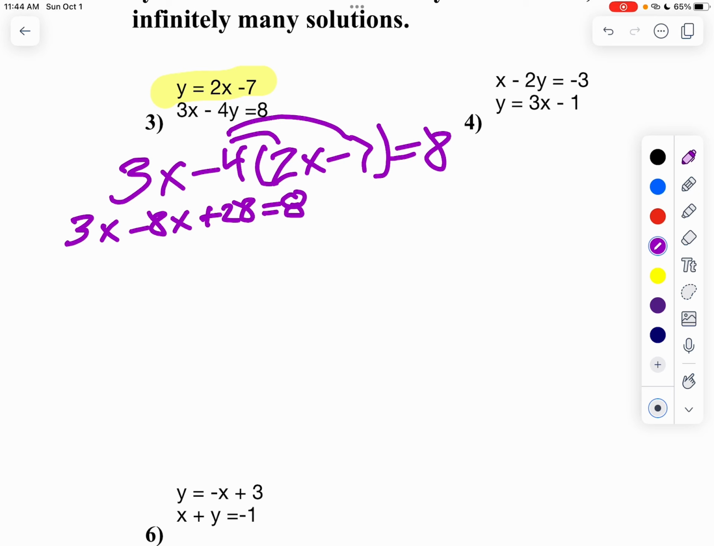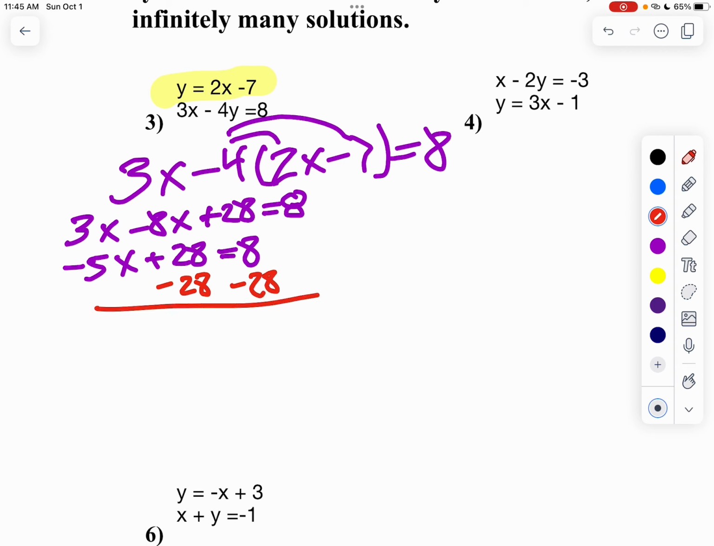And then combining like terms, so we get negative 5x plus 28 equals 8. We're going to subtract 28 from both sides. So we end up with negative 5x equals negative 20. Divide both sides by negative 5. And x equals 4.